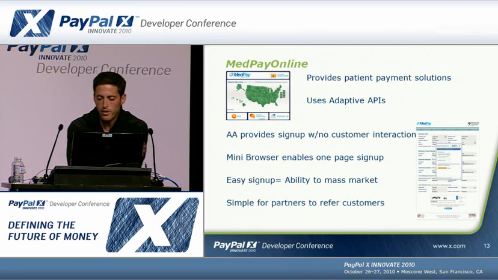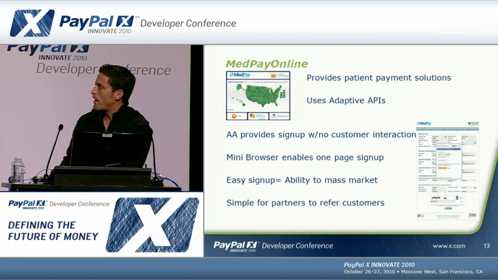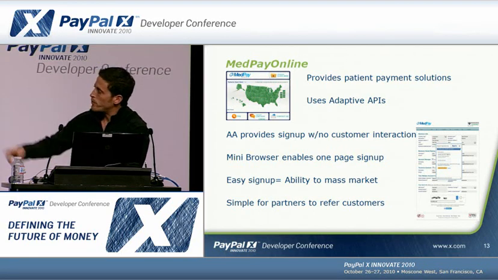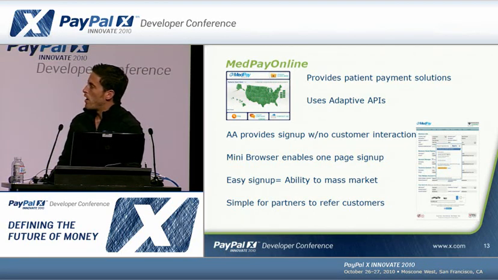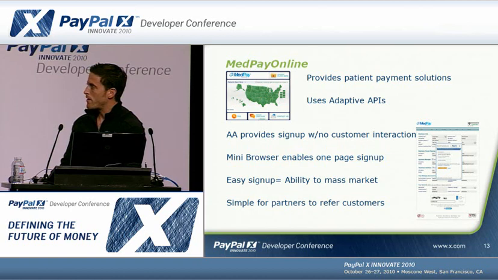So what Adaptive Accounts does is, you can see right there on the right-hand portion of the page, we've got our MedPay sign-up form. We actually need a lot of the same information that PayPal does. So we collect all the information, send it over via API, and what you'll see right there is a mini browser that pops up and collects the password information. After that, both a MedPay account and a PayPal account are created.